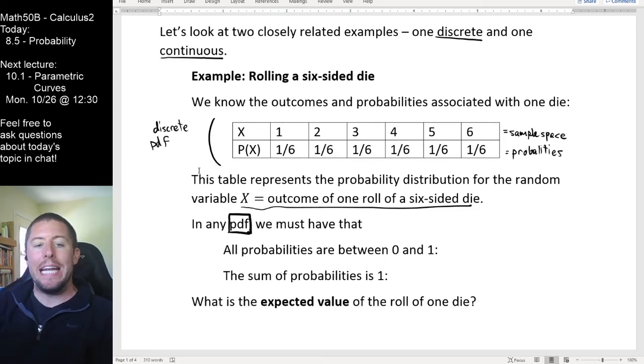The two things that need to be true of every probability distribution function, every PDF, is one, all probabilities only make sense to be between 0 and 1, right? There's no such thing as a negative 10% chance of something occurring, and there's no such thing as a 110% chance of something occurring.